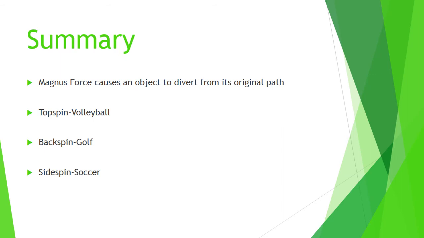In summary, the force that causes an object to deviate from its original path is the Magnus force. This force is dependent on the pressure differentials caused by the difference in velocities due to air flowing past the object.